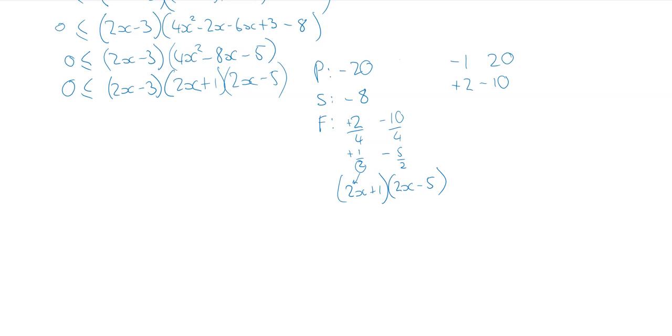I can't really factorize a 2 out actually, because I've got this number here and this number here. That would make that unfortunate. So that's fine. That is the factored form.